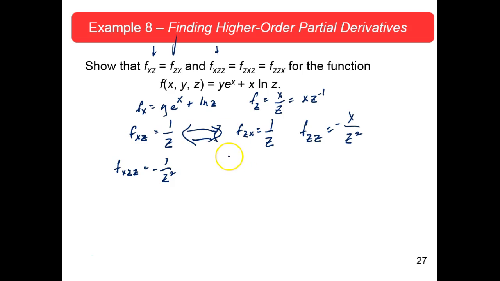F sub zxz, is that what you said? Okay, we're going for this one now. What would that give you? Minus 1 over z squared. Yep. Got to be the same as that, so it better be the same. And then what's the last one we got to do? F sub z sub x. And what would that be? Minus 1 over z squared.